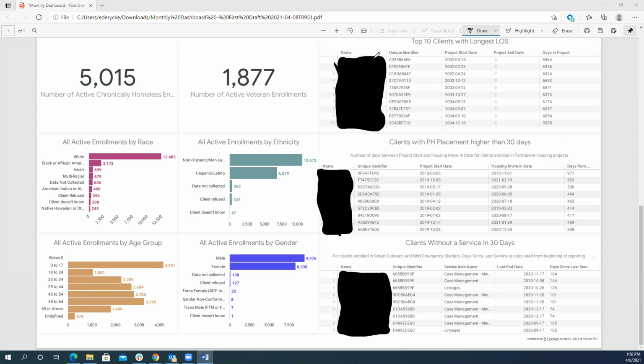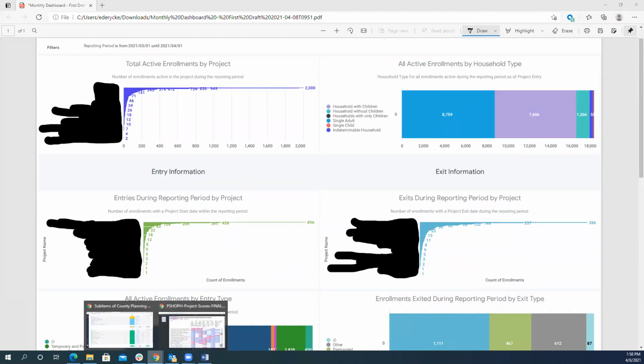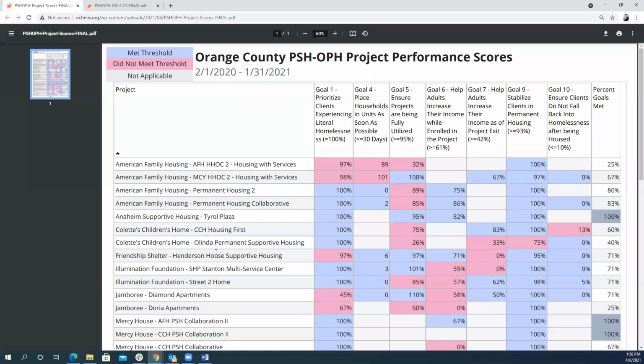All right, now I'll jump into the PPR. So the report for this month was for permanent supportive housing and other permanent housing projects. The reporting period was February 1st through January 31st of this year.